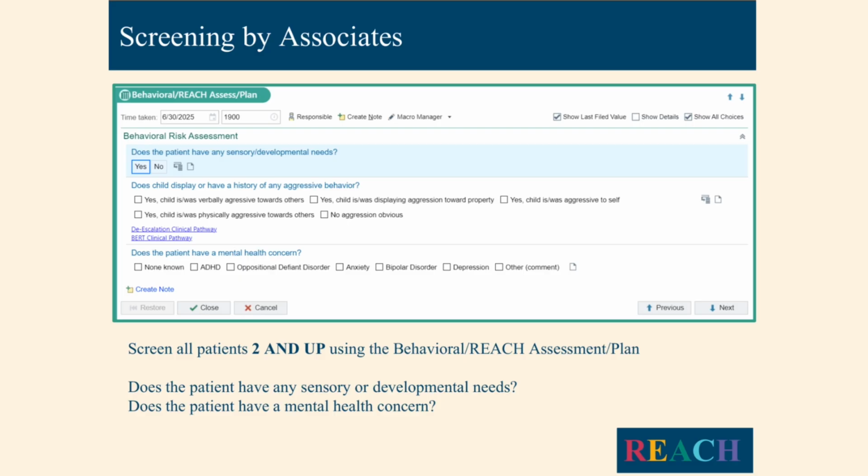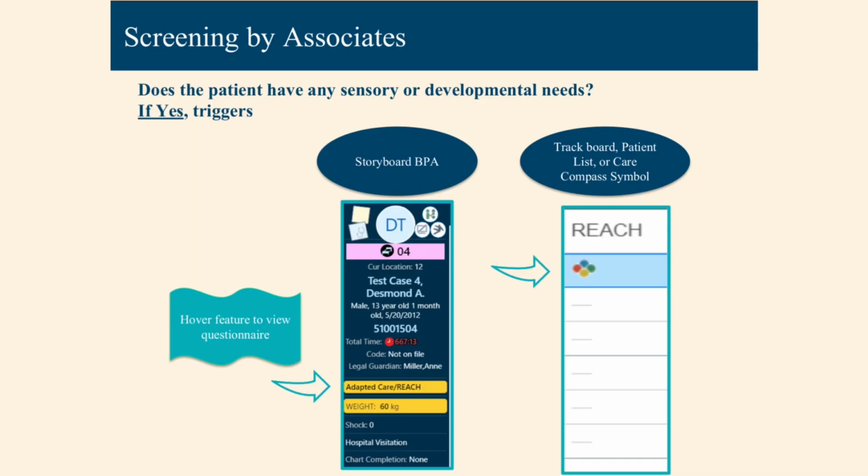Another way that we can identify these patients is through screening by our associates. In the EPIC environment, there's a question that populates that states, does the patient have any sensory or developmental needs? If the associate clicks yes, this will trigger a symbol that will populate on their patient list or on their care compass. This screening should be asked of all children who are 2 and up.